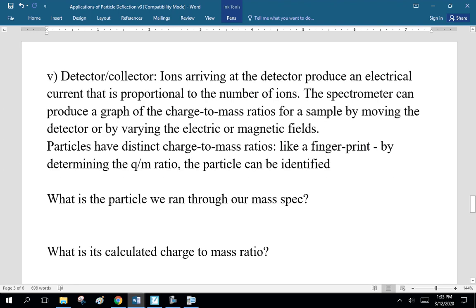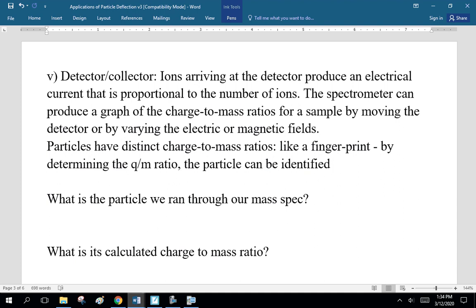Okay, now, the detector collector, ions arriving at the detector produce an electrical current that's proportional to the number of ions. The spectrometer can produce a graph of the charge to mass ratios for a sample by moving the detector or by varying the electric or magnetic fields. Now, as I said before, at this time they don't know the elementary charge and they don't know the masses of these individual ions, so they're stuck with the charge to mass ratio. But particles have a distinct charge to mass ratio, like a fingerprint. By determining the charge to mass ratio, the particle can be identified.